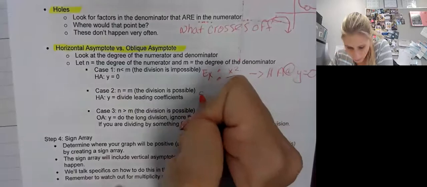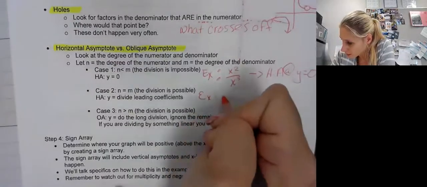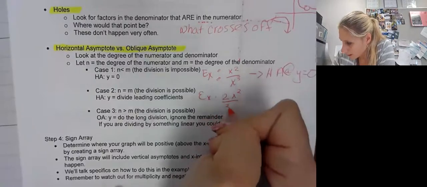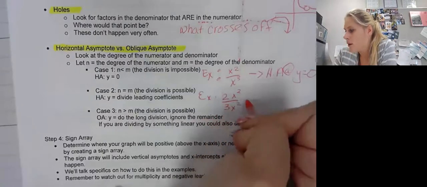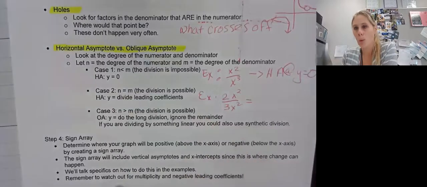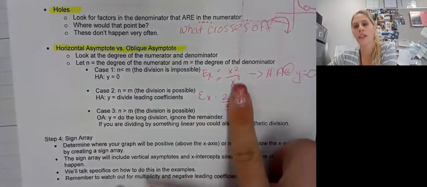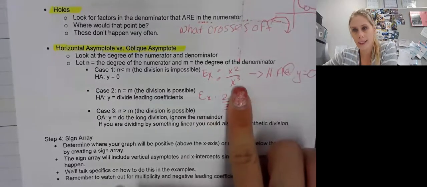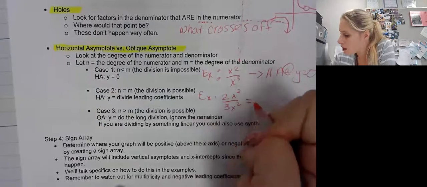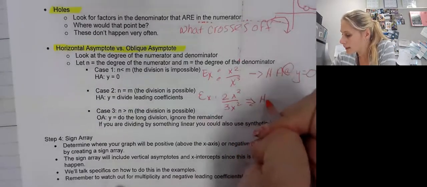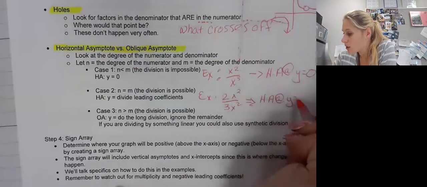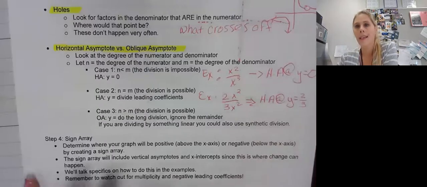So I'll give you an example. Let's do 2x squared all over 3x squared. When they're the same, what we do is we use the coefficients in front. So it's almost like I get rid of them and I look at the numbers there. Okay, so in this case, we would have a horizontal asymptote at y equals those coefficients in front, which is 2 over 3.